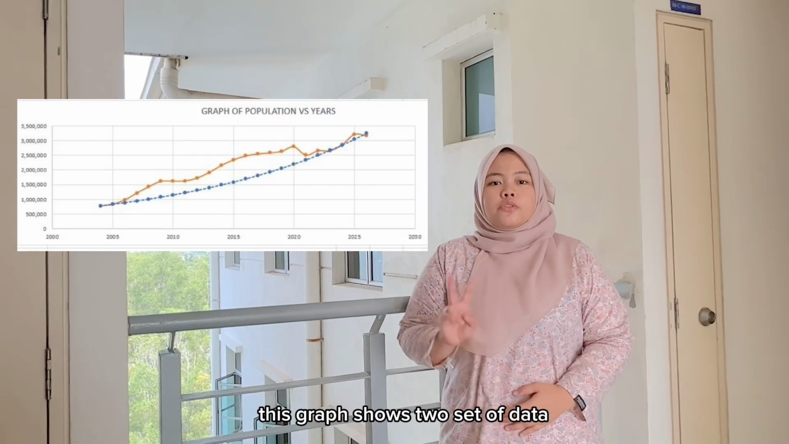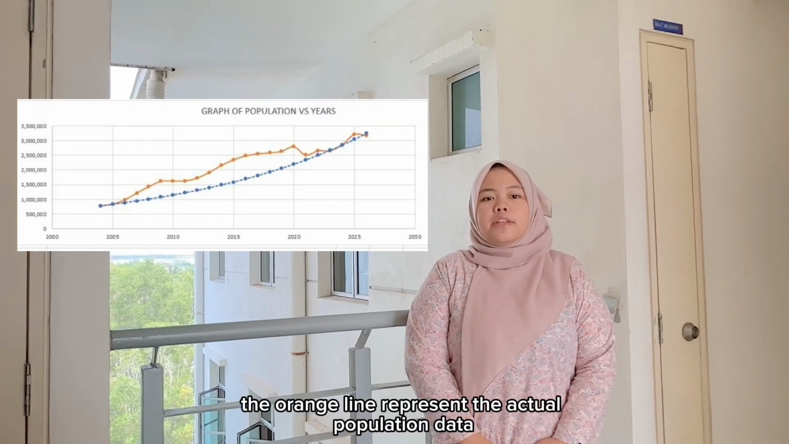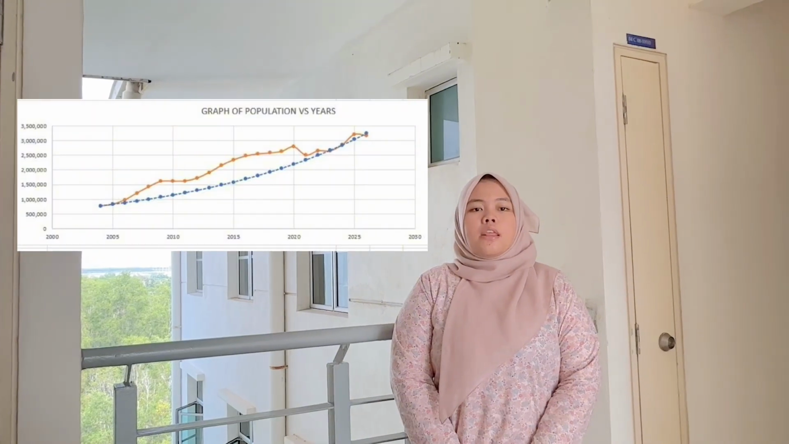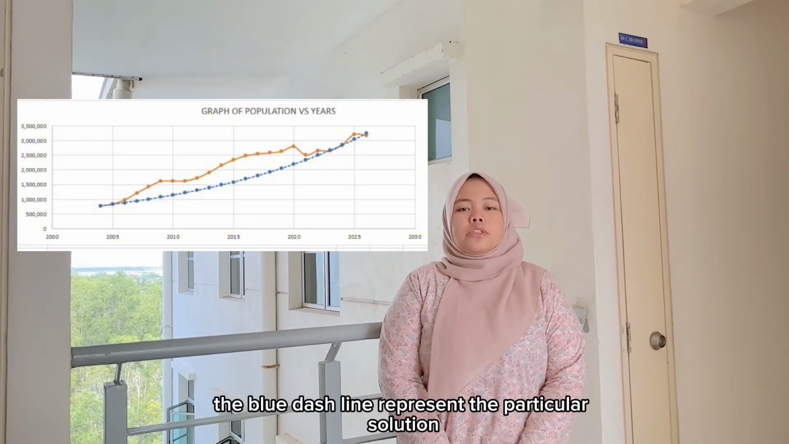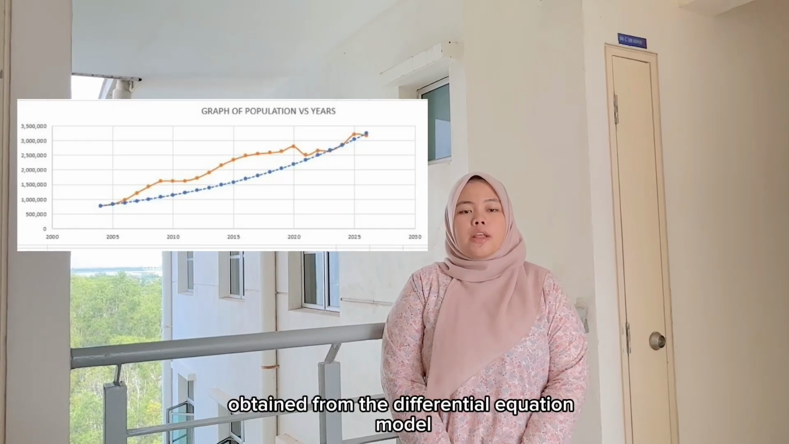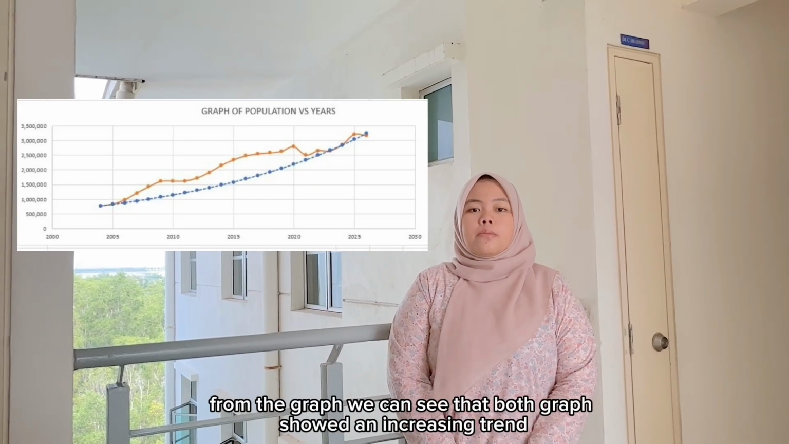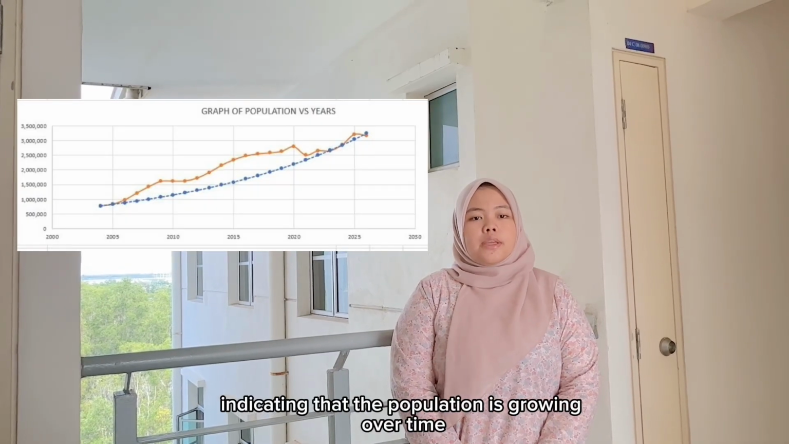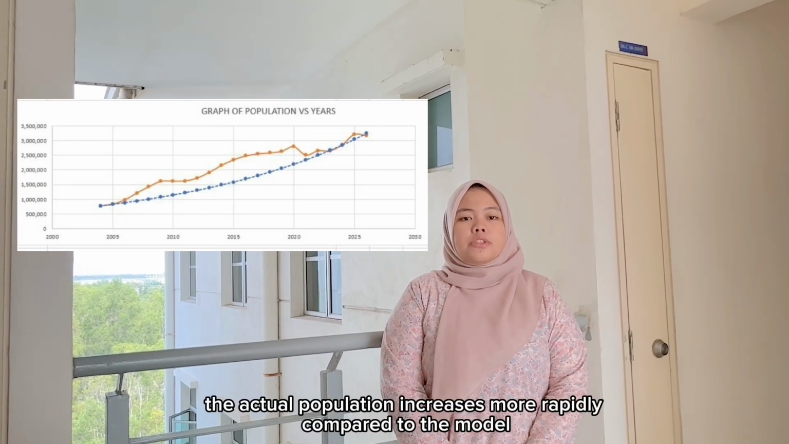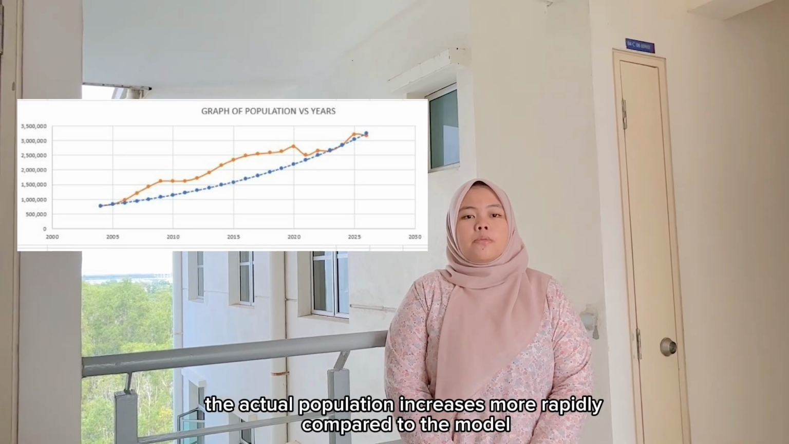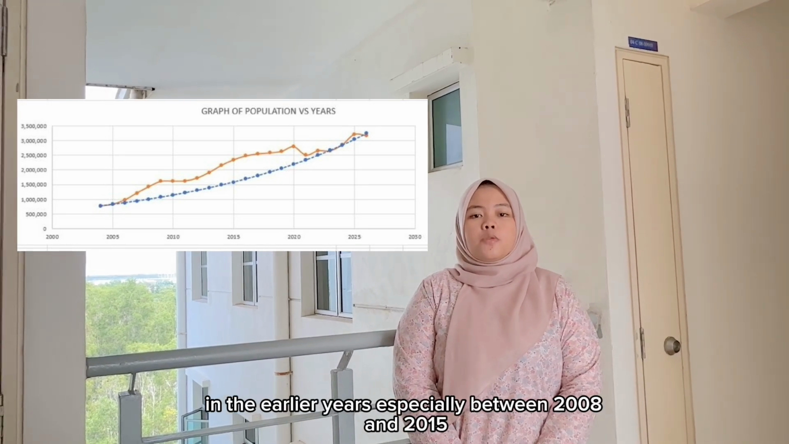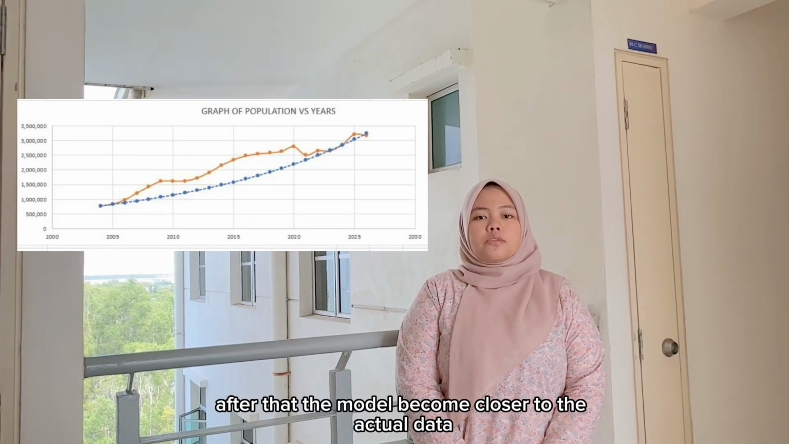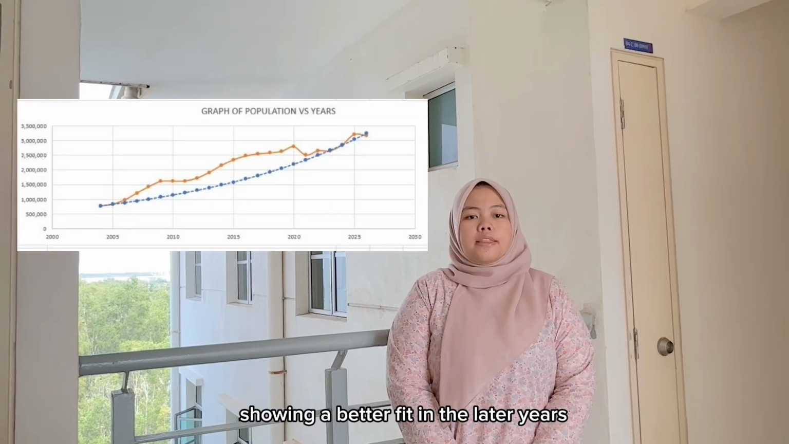This graph shows two sets of data. The orange line represents the actual population data collected from the year 2004 to 2026. The blue dashed line represents the particular solution obtained from the differential equation model. From the graph, we can see that both graphs show an increasing trend, indicating that the population is growing over time. However, the actual population increases more rapidly compared to the model in the earlier years, especially between 2008 and 2015. After that, the model becomes closer to the actual data, showing a better fit in the later years.